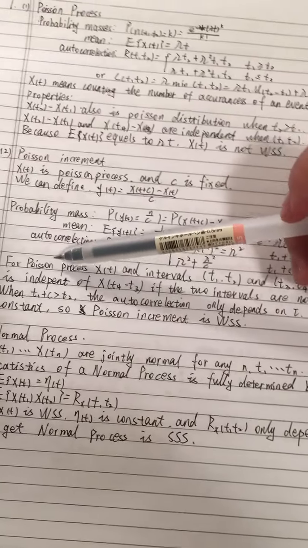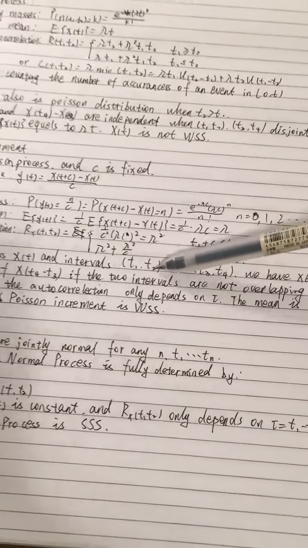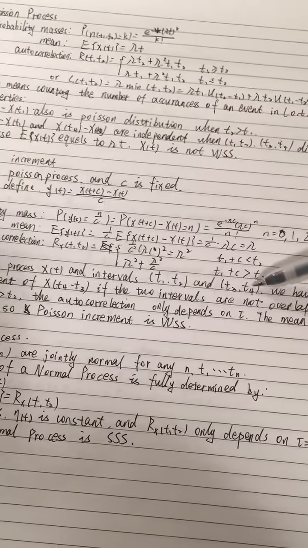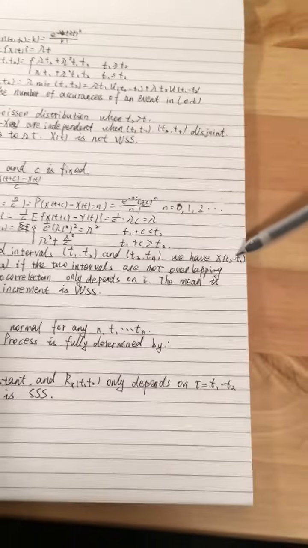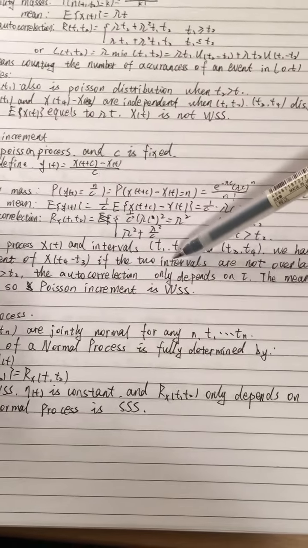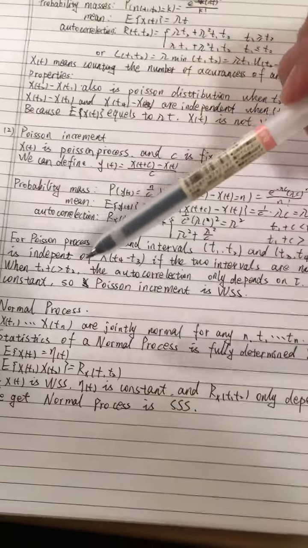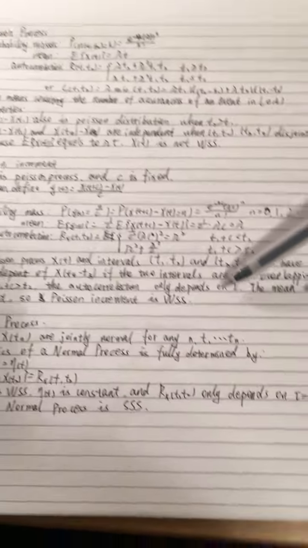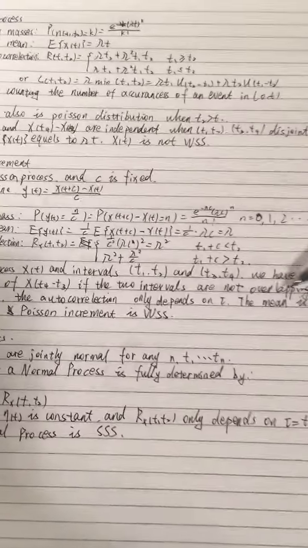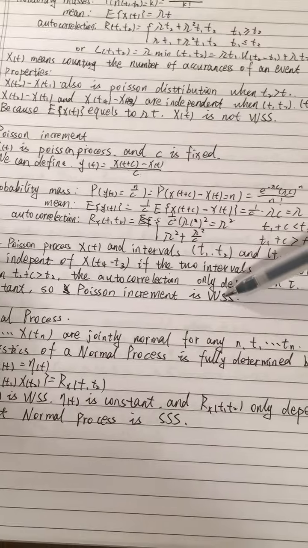So for a Poisson process X(t) and the intervals t1 to t2 and t3 to t4, we have X(t2) minus X(t1) is independent of X(t4) minus X(t3) if the two intervals are not overlapping. When t1 plus c is greater than t2, the autocorrelation only depends on tau, and the mean is constant. So Poisson increment is WSS.